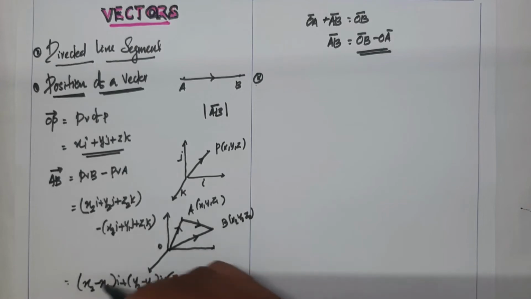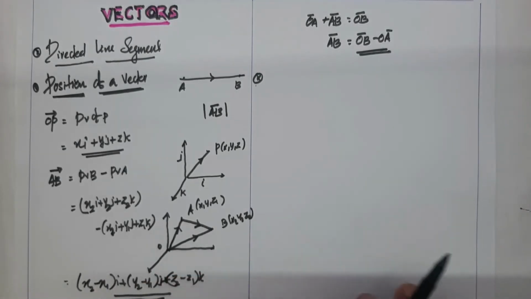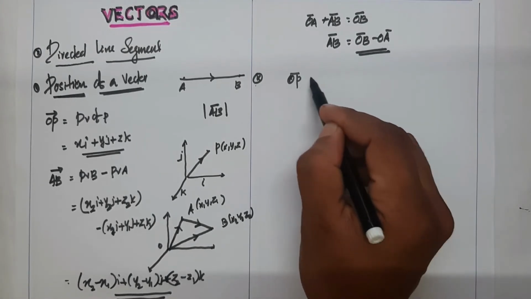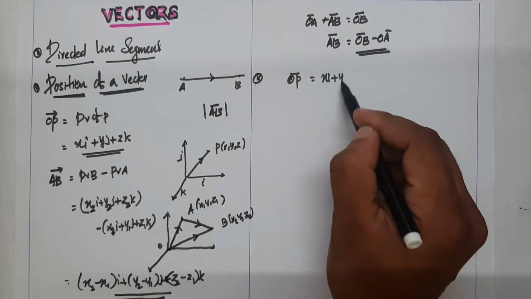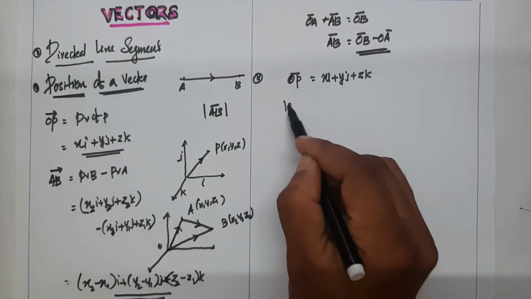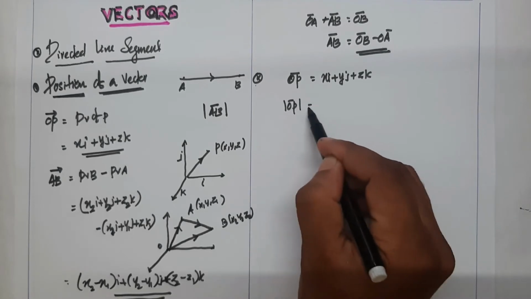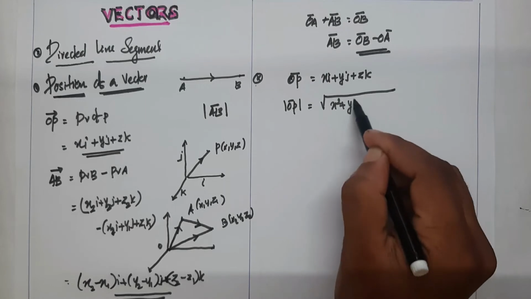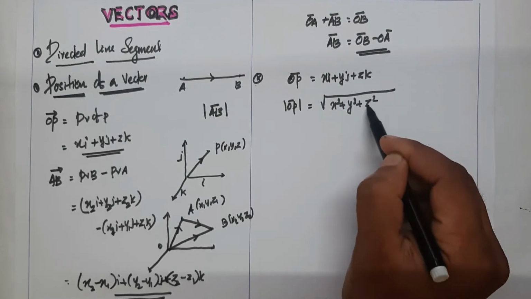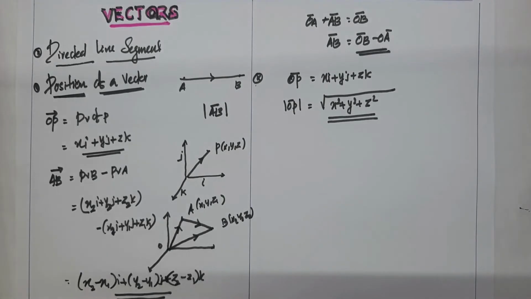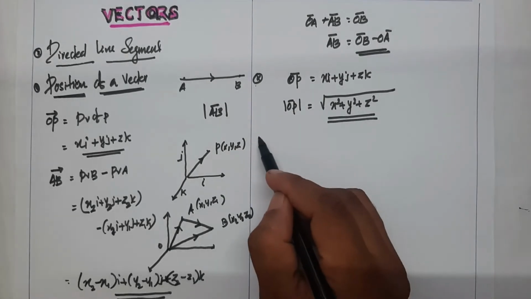This vector AB is defined as (x2 minus x1) i plus (y2 minus y1) j plus (z2 minus z1) k. Now you know vector OP is xi plus yj plus zk, and therefore length of OP, that is modulus of OP, is defined as square root of x square plus y square plus z square.